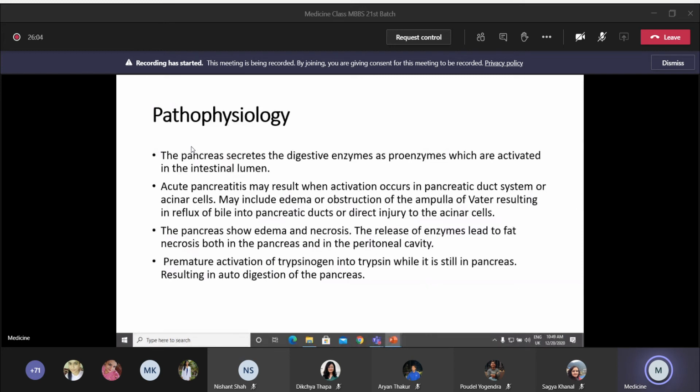Because of all this pathophysiology, there will be edema and necrosis around the pancreas, and the patient will have severe pain because inflammatory markers like interleukin-1 and tumor necrosis factor will all be released. Because of these enzymes, there will also be fat necrosis in the peritoneal cavity. So the major trigger is pre-activation of trypsinogen, which is the autoactivation, converting it into trypsin, which is still in the pancreas, resulting in autodigestion. Clear?